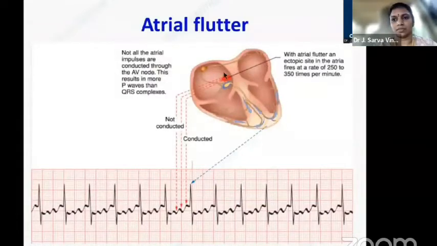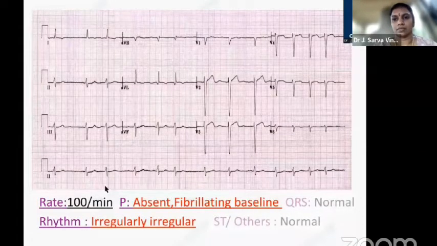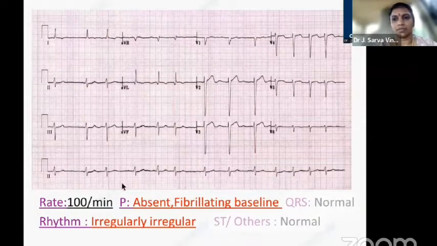What is atrial flutter? In atrial flutter, we do have an ectopic site in the atria which keeps firing at around 250 to 350 times per minute. Depending upon how the AV block is, whether it's fixed or varying, we tend to have a regular or an irregular rhythm. What do we find here? Here, the rhythm is irregular. The RR intervals are not constant, they are varying. So we have an irregular rhythm.